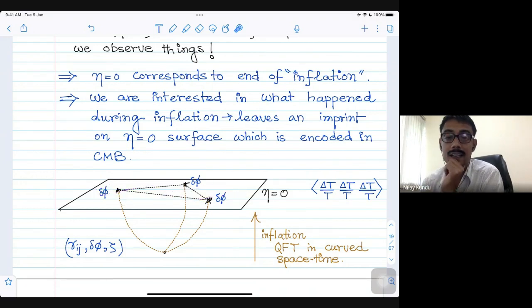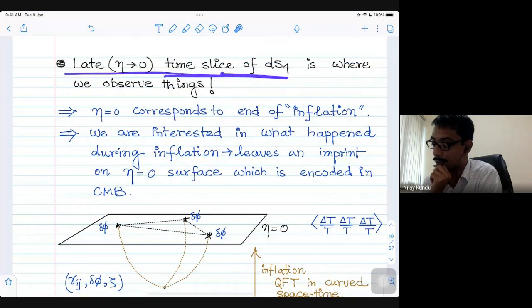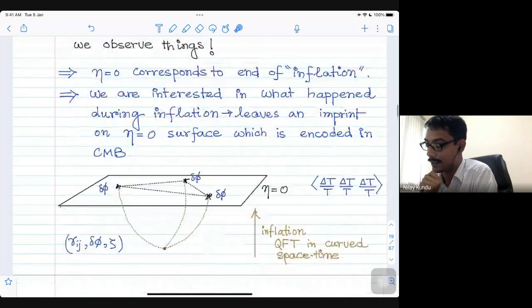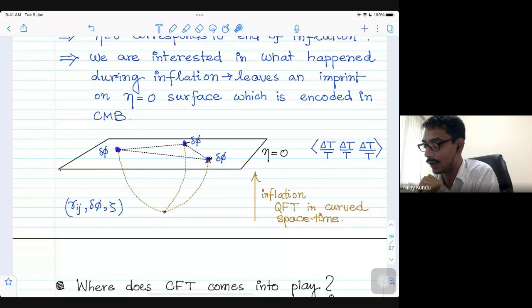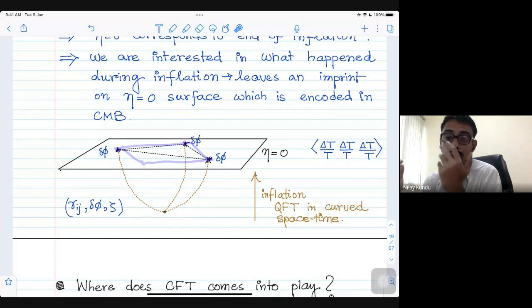So is that part clear? That the late time slice of de-Sitter 4 is what is important for us, and what we are observing are correlation functions on that slice. It can be a 4-point function or 5-point function or 6-point function.